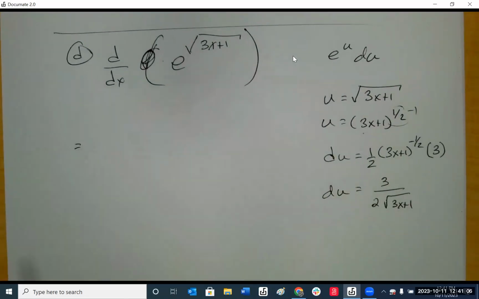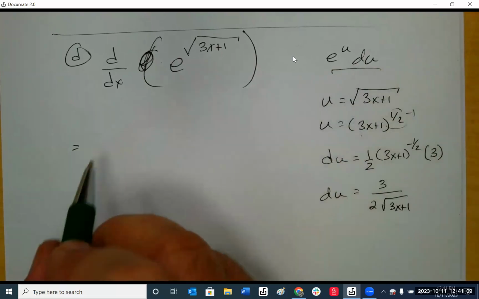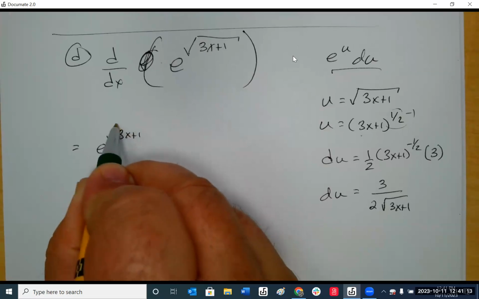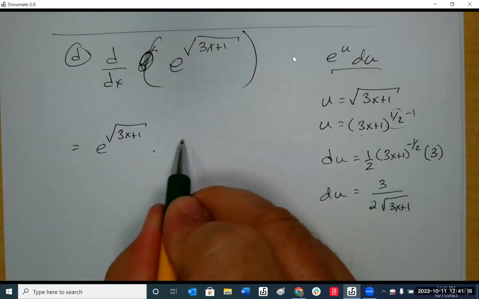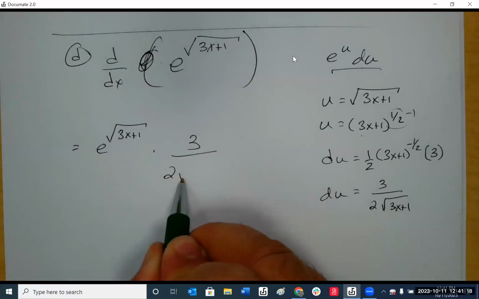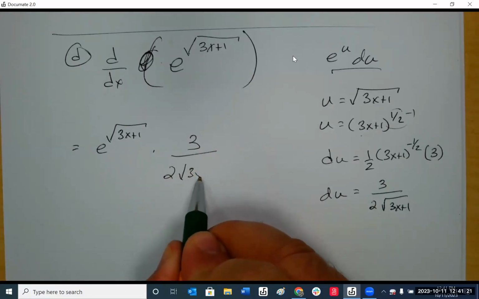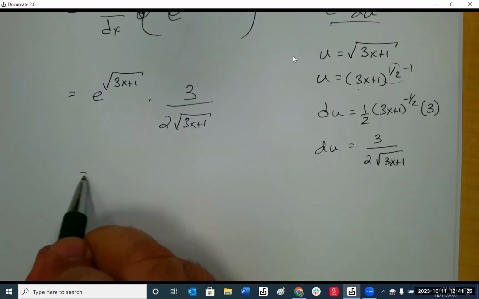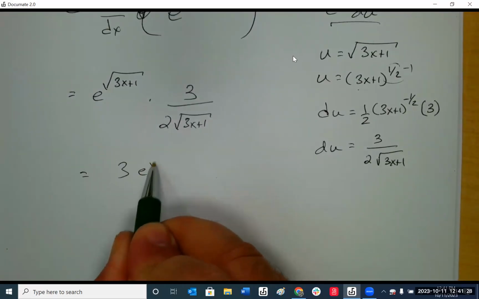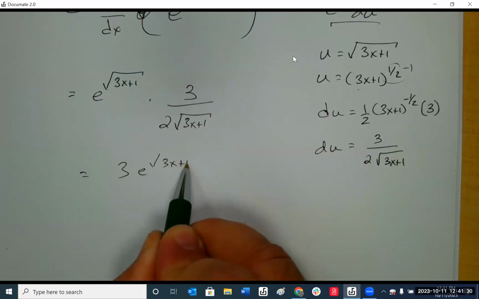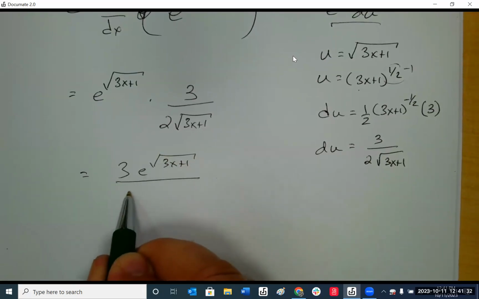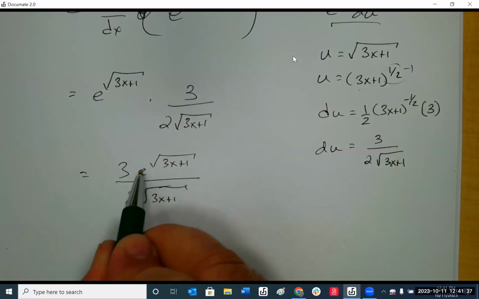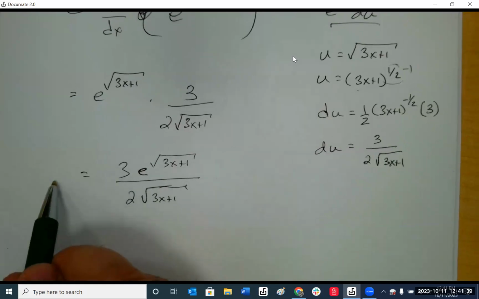So the derivative is e^u du, which is e to the radical 3x plus 1 times 3 over 2 radical 3x plus 1. Which I can make look not easier, but more clean. And there's my derivative.